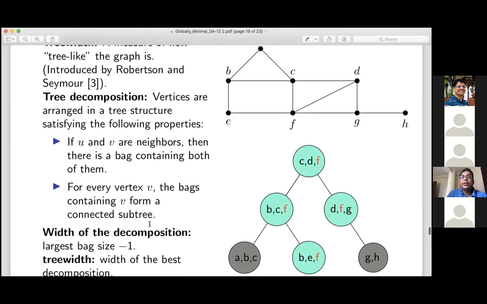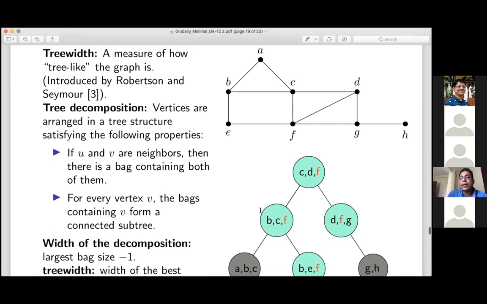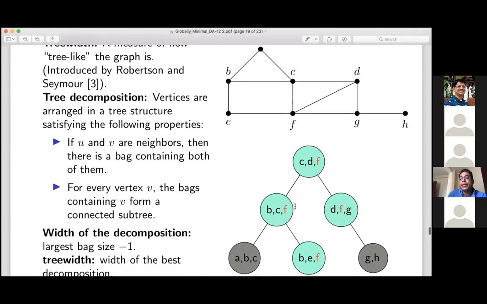Okay, sure. So treewidth is basically representing a graph in the form of a tree. Here you can see the representation of this graph in the form of a tree. Of course, it satisfies some properties: if there is an edge here, then there must be a bag which contains B and C. Here you can see that this contains B and C. And if you consider any particular vertex, the subtree induced by those bags containing F is a subtree.